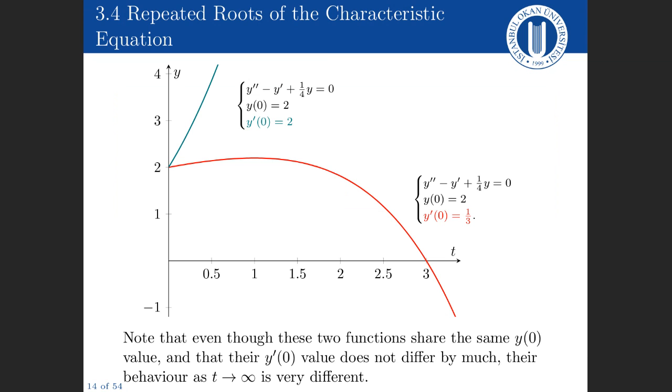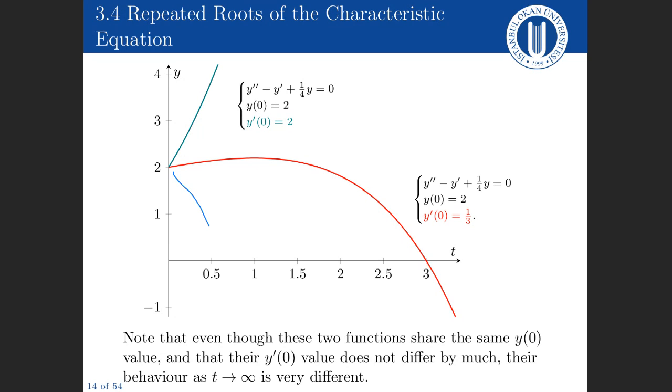Here they are. The red curve is the solution to the initial value problem where y prime of 0 is equal to 1/3. The turquoise curve is the solution to the initial value problem where y prime of 0 is equal to 2. Notice that these two functions both satisfy the differential equation. They both satisfy y of 0 is equal to 2. In other words, both pass through this point.